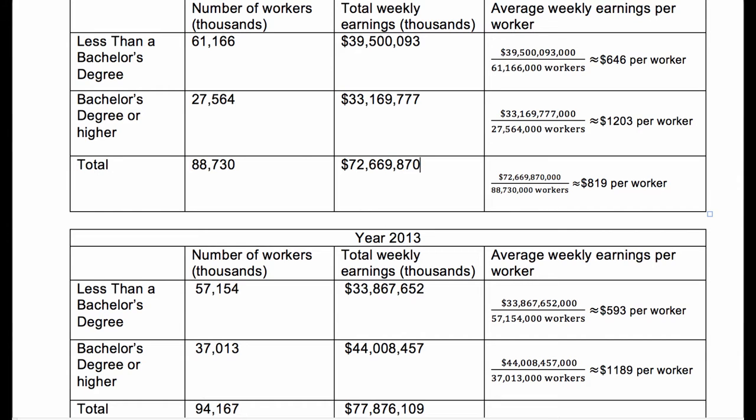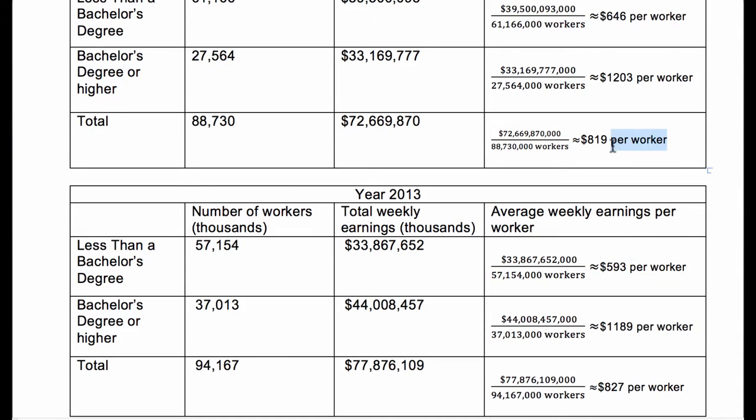Check your answers to make sure they match mine. If not, rework the problems by dividing the total weekly earnings in thousands by the number of workers in thousands for each of the subcategories. Did you notice that for both workers with and without a bachelor's degree, wages decreased during this period? However, overall wages increased during this period.